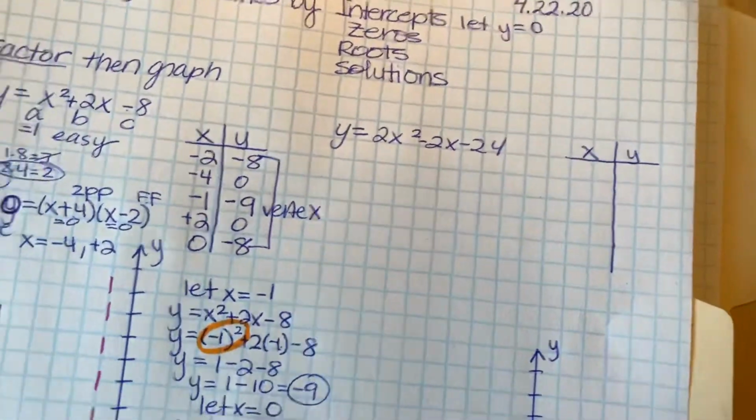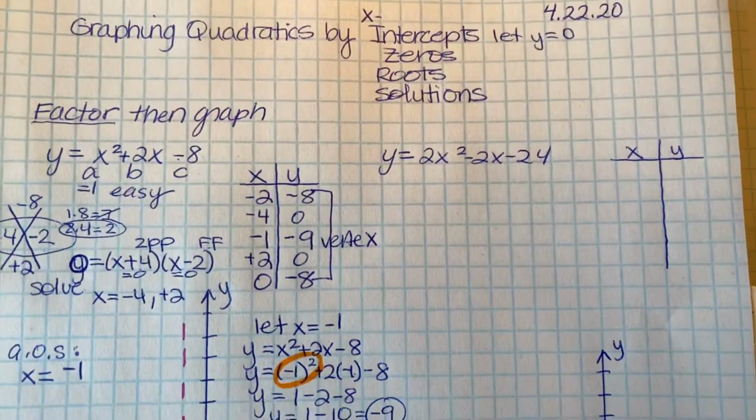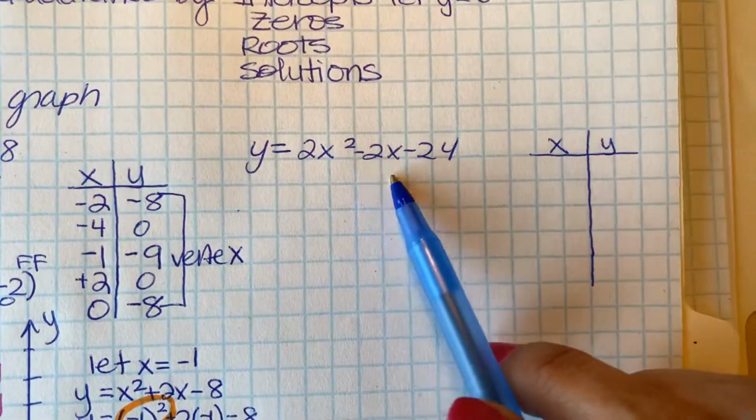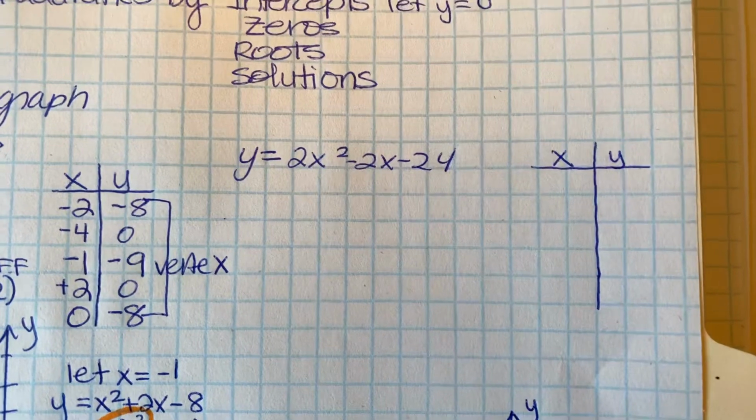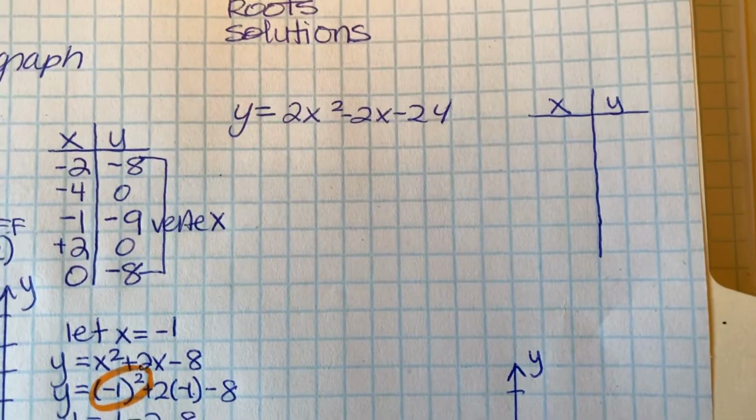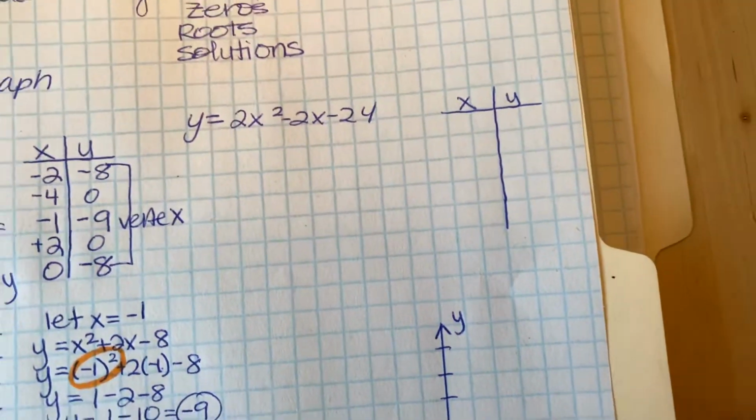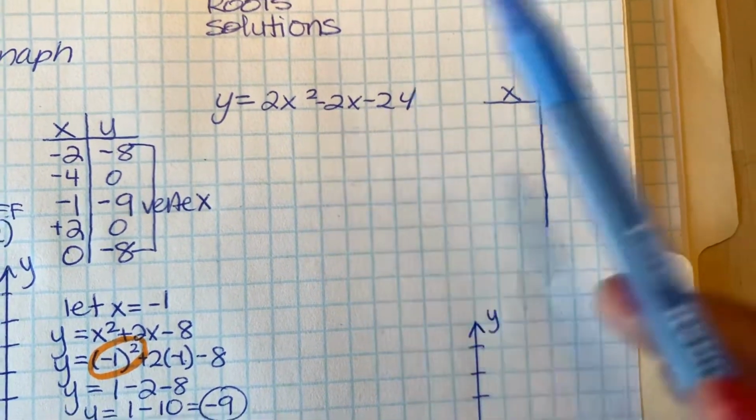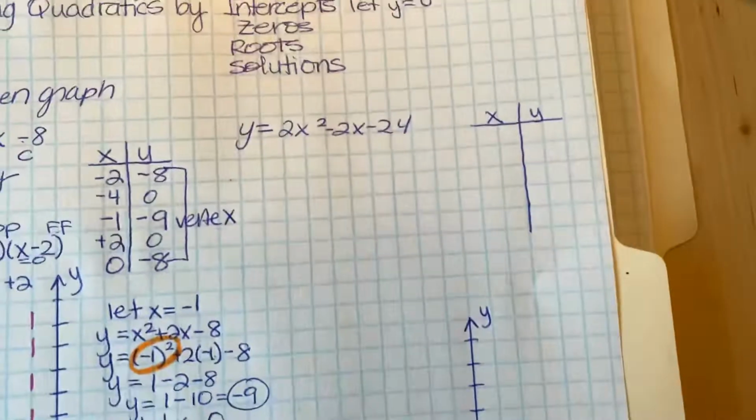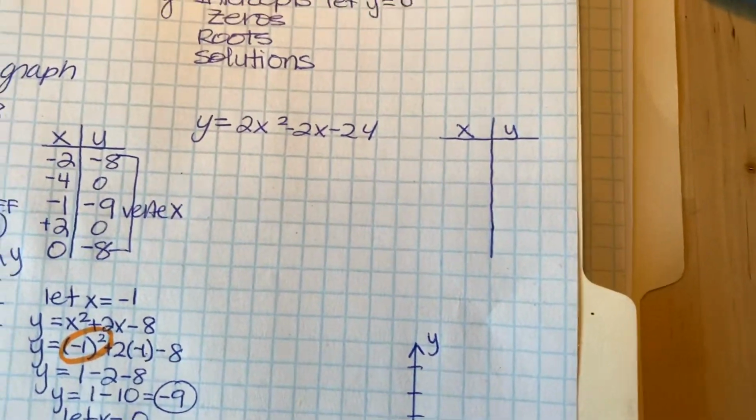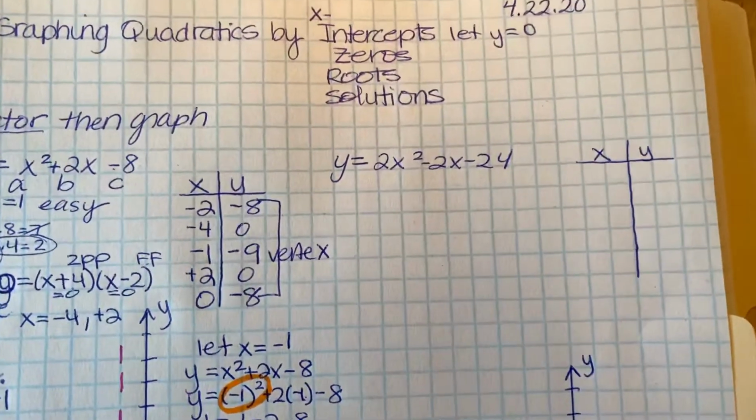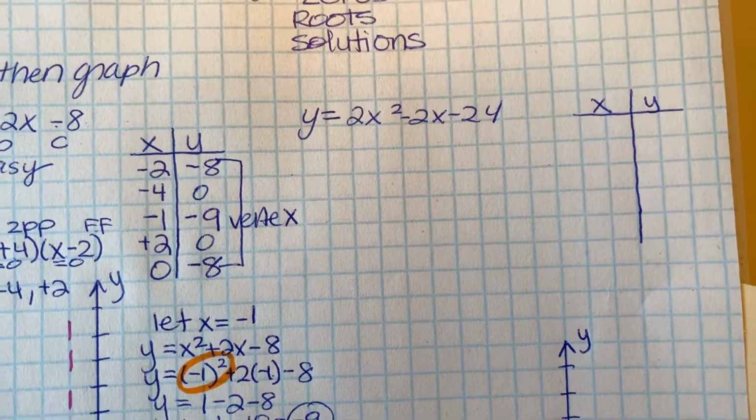Okay, so let's go ahead and graph the second quadratic, the second example. y is equal to 2x squared minus 2x minus 24. Because the a value is not 1, we can multiply a times c, do the magic x, and make the 3 terms become 4 terms, and then GCF. Or we can GCF right off and make it an easy a equal 1.